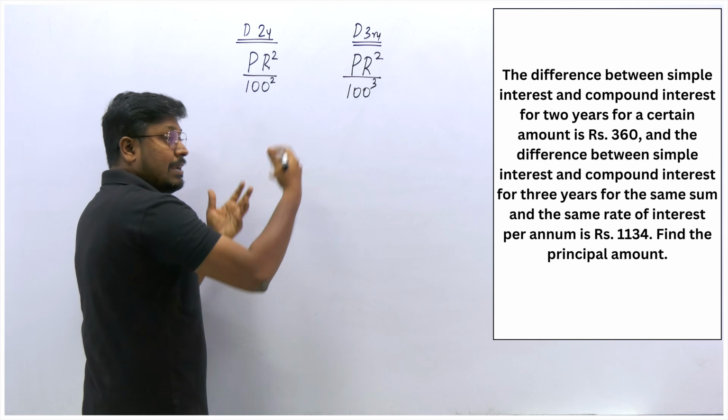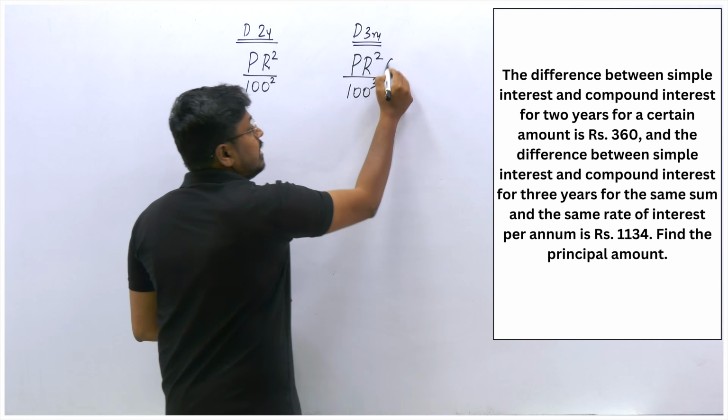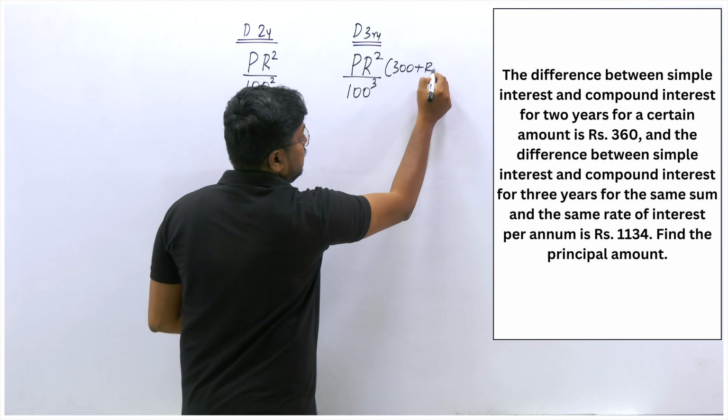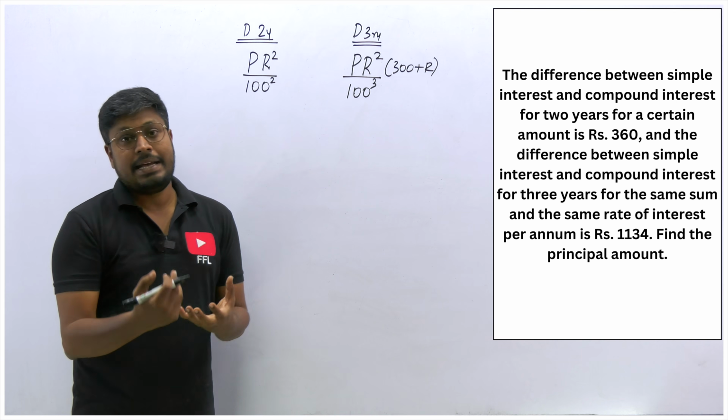Do not memorize it blindly. Learn it like this: 100 square for 2 years, 100 cube for 3 years. Additionally, add 300 plus R. That's it. Everything else is the same. So don't sit and memorize it separately. Learning it like this is the easy way.